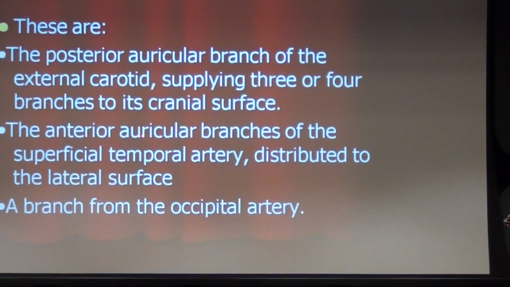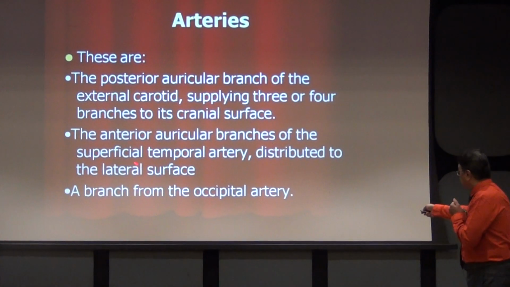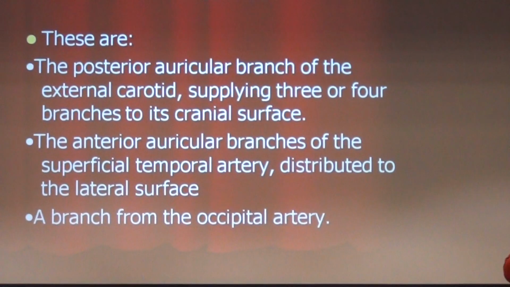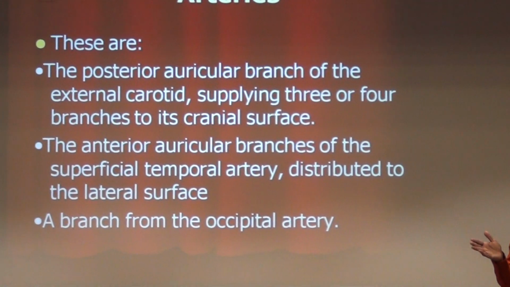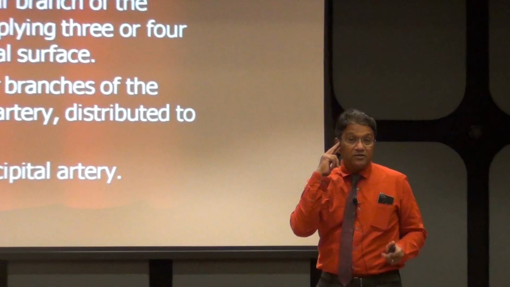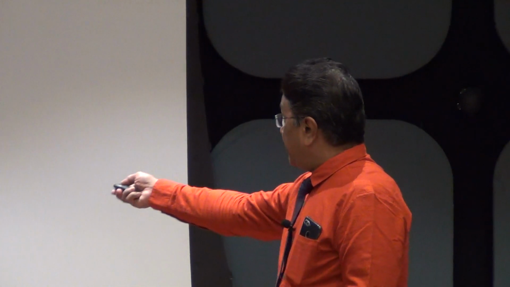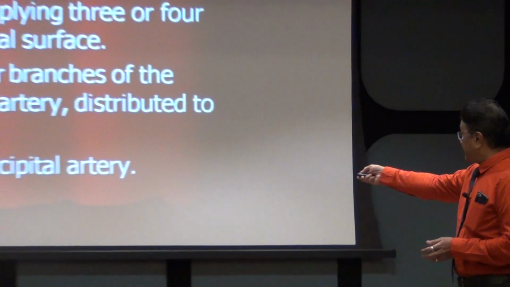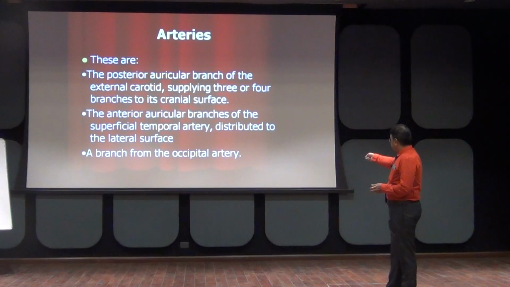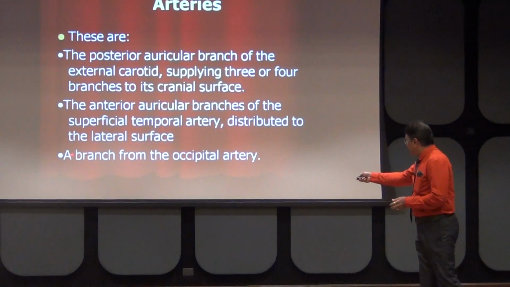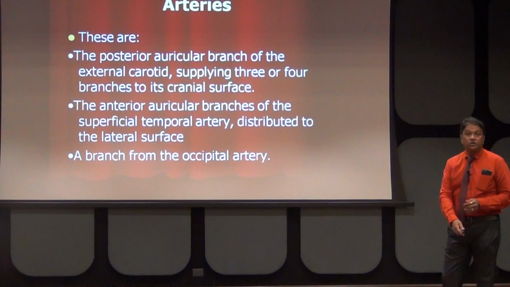The anterior auricular branch of the superficial temporal artery, I have been telling you again and again in different lectures, you can feel the superficial temporal artery over here. This is a terminal branch of the external carotid artery. So this artery is supplying the lateral surface, and there is also a small branch of the occipital artery.